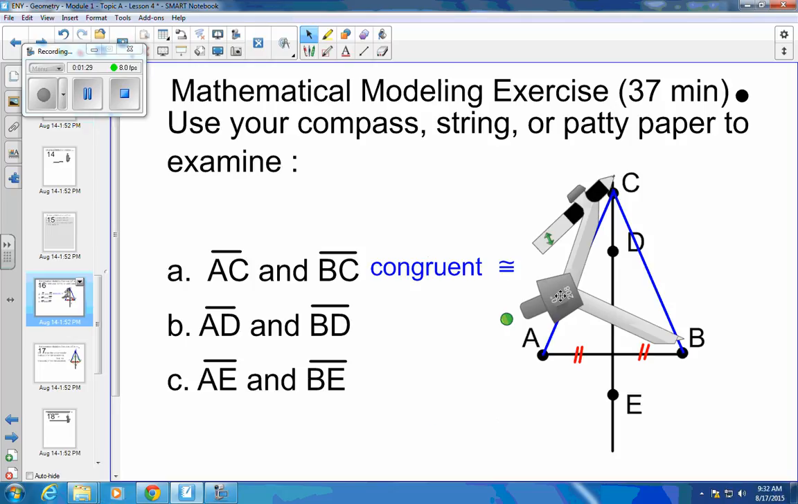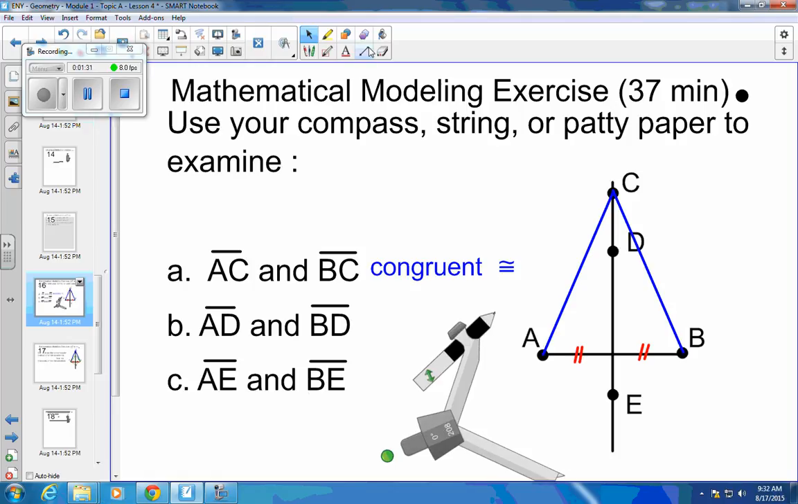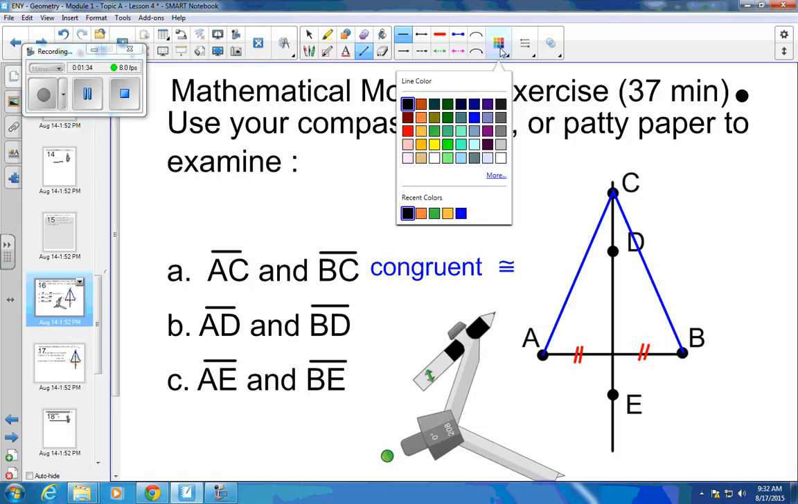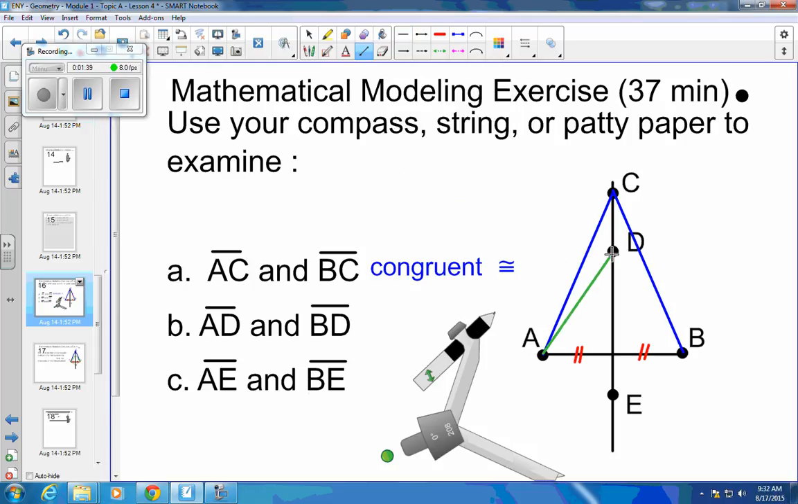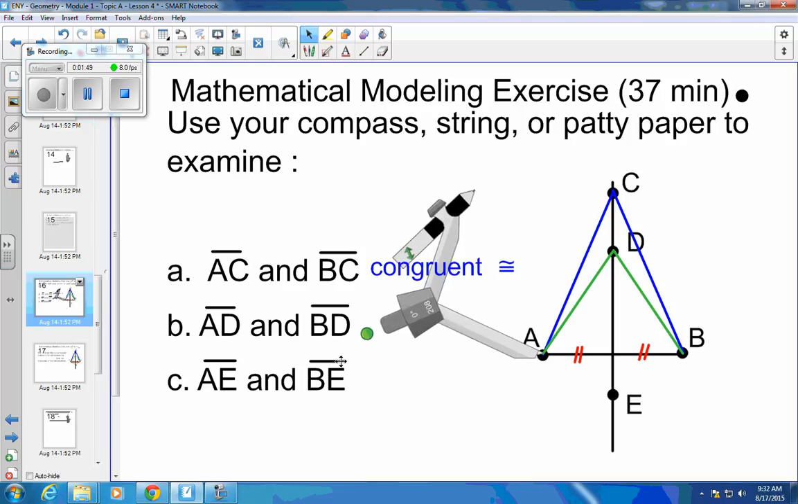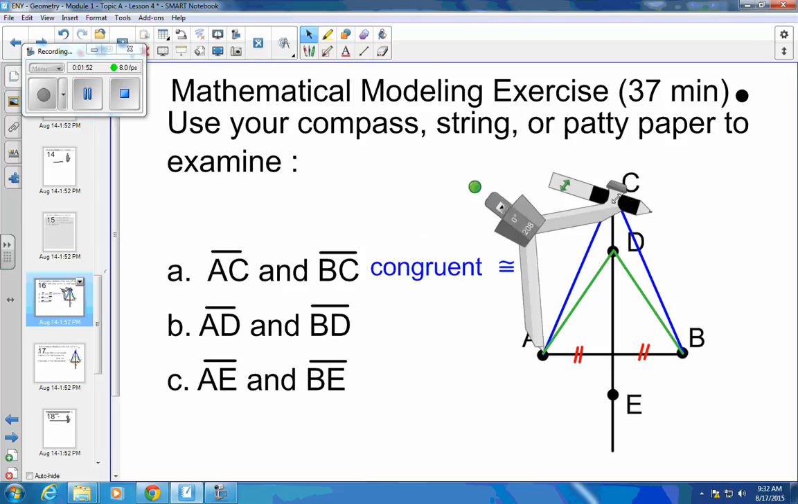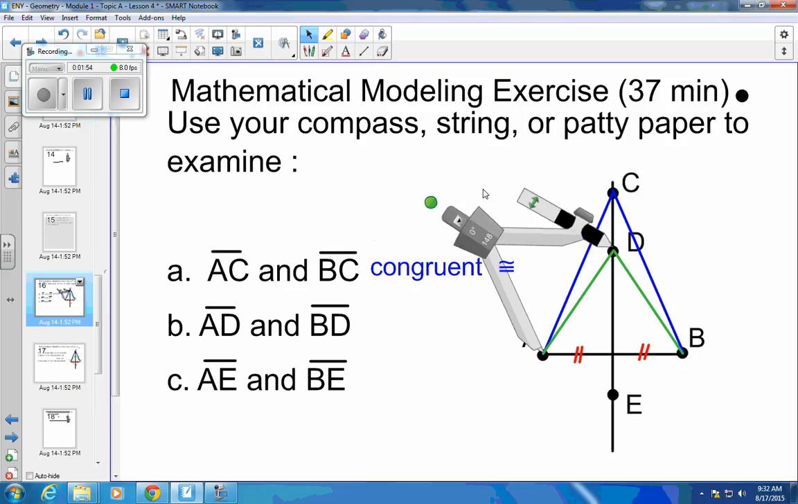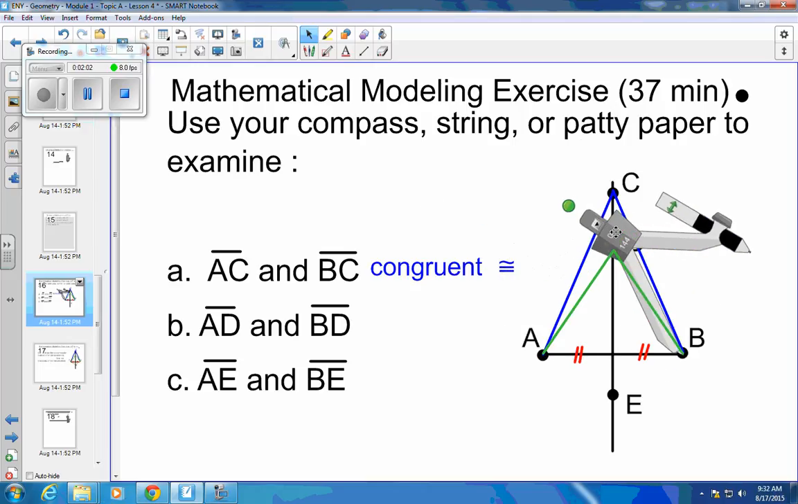Now if I look at AD and BD, so let me grab another segment tool, and we'll do this one in green. So AD and BD are those two segments. And again, I'm going to grab my compass, and I'm going to just use my compass basically as a measuring device. And I set my compass to the distance to a circle with radius AD. Then I can move it across and look at what that does with a circle at radius B.